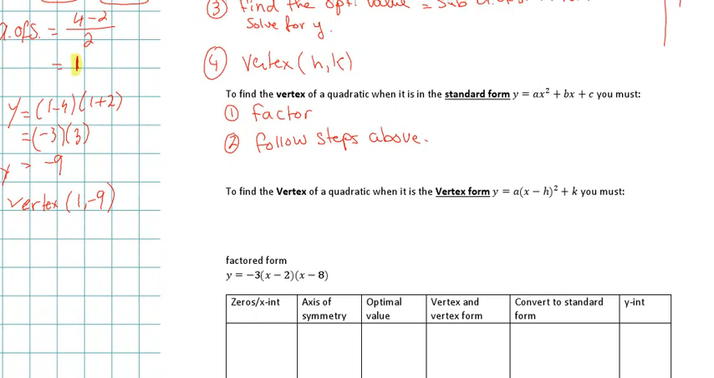If it is in vertex form, what would my vertex be? So find the vertex if the quadratic is in vertex form. What would your vertex be? What is the vertex? H, k. Done. Easy. That's it. Right? The easiest thing is when it's in vertex form, you can find it directly.